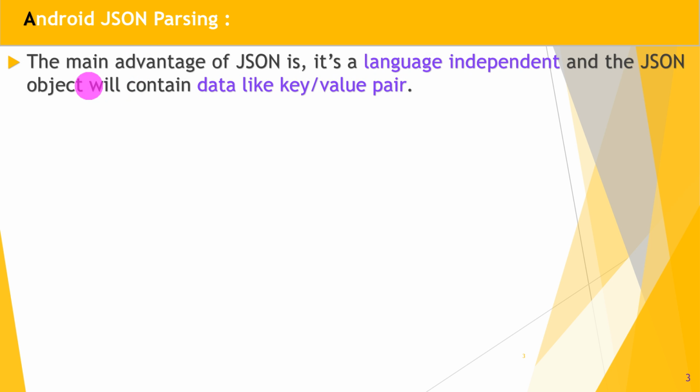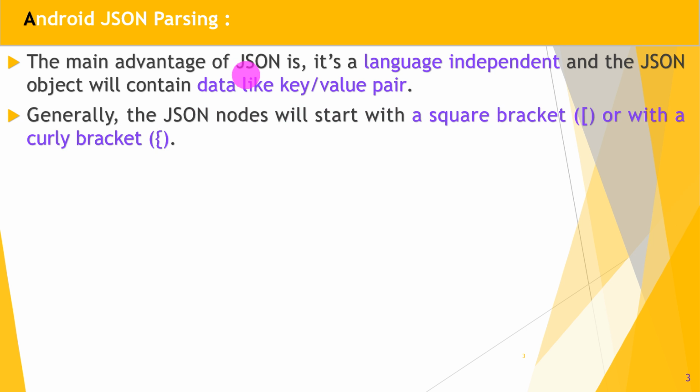The main advantage of JSON is its language independent characteristic, and the JSON object will contain data in key value pair format. It is language independent, so everywhere we can use JSON object and array classes for exchanging data between our app and our server.